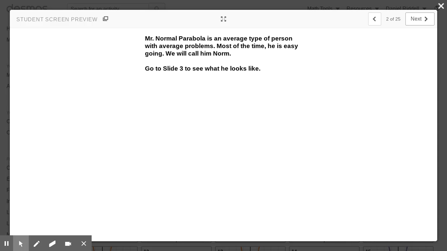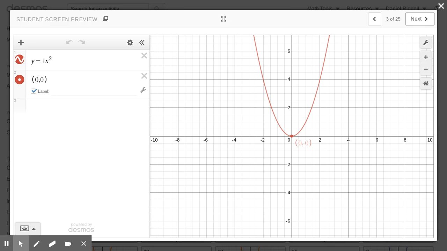But we're going to look at a graph. We're going to call him Norm. And Norm is always going to look like this. He's the equation y equals 1x squared, which is this parabola right here. We see it has a vertex at (0, 0). And everything is going to be based off of this graph.